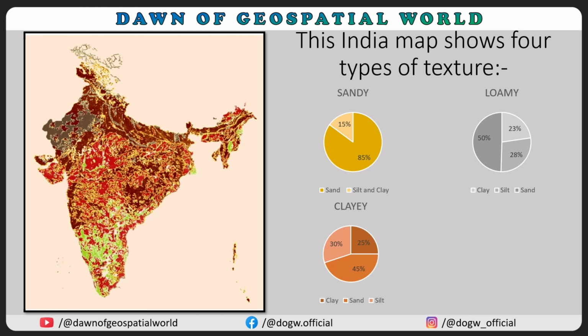Then clay texture, which consists of 45% of sand, 30% of silt, 25% of clay. And the last one is clay skeletal, which consists of 65% of sand and silt and 35% of clay.